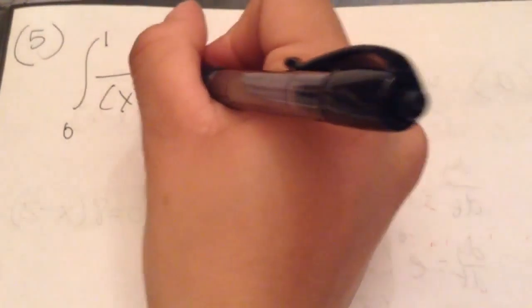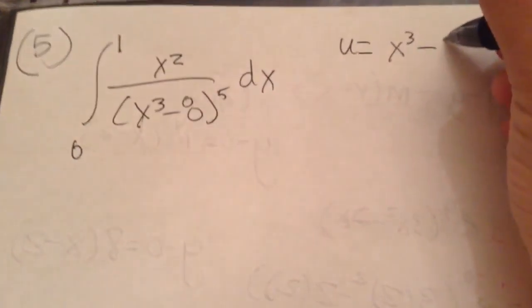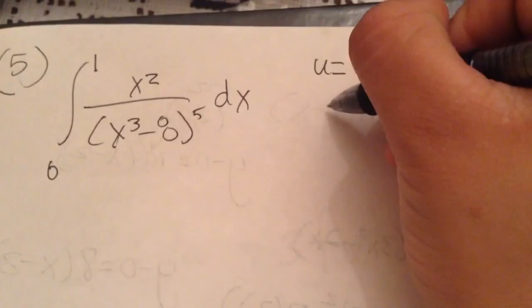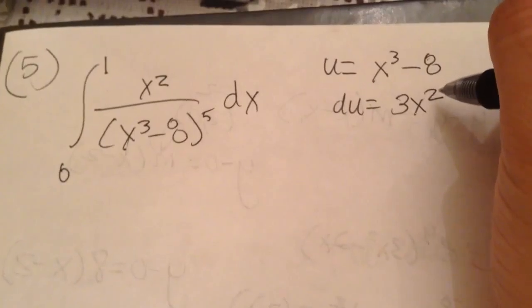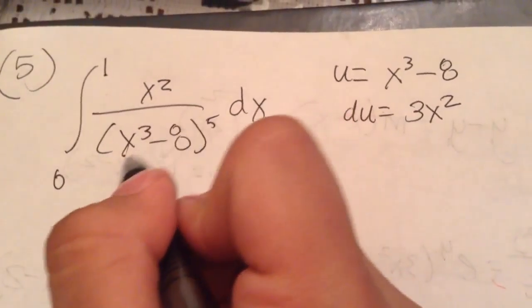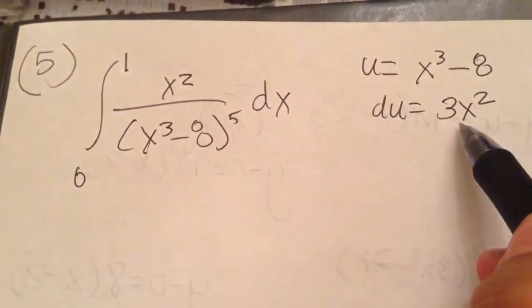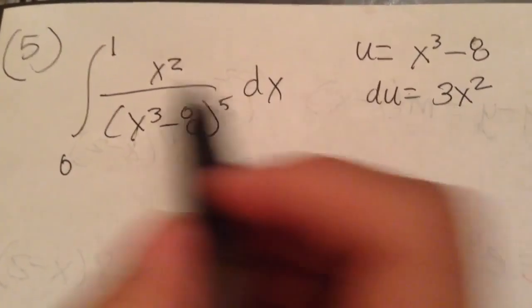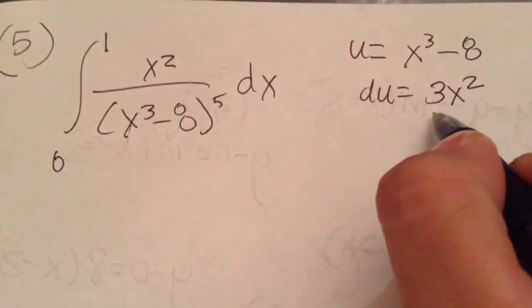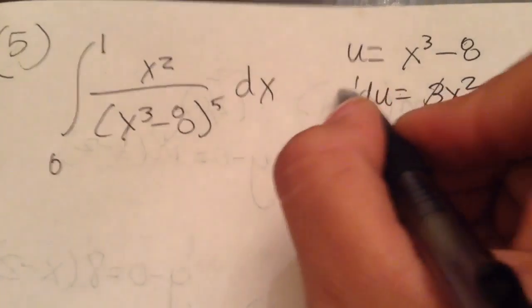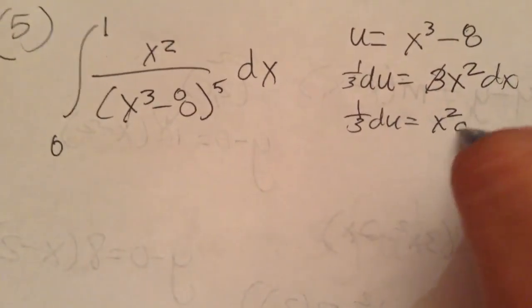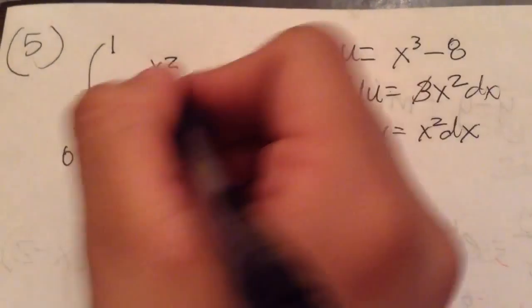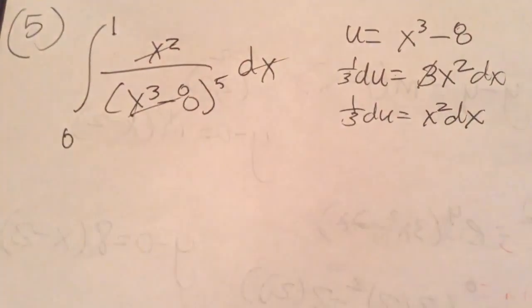And so right here our u is going to be this part right here, so it's going to be x cubed minus 8. Our du is going to be 3x squared, and right here we've gotten rid of this part, but we still have the x squared. Right here we have an x squared, but we have a 3 in front of it, and so to be able to get rid of this part, we're going to divide our du by a third to get rid of this 3. So 1/3 du equals x squared dx. And so right now we've already gotten this and this and the dx.